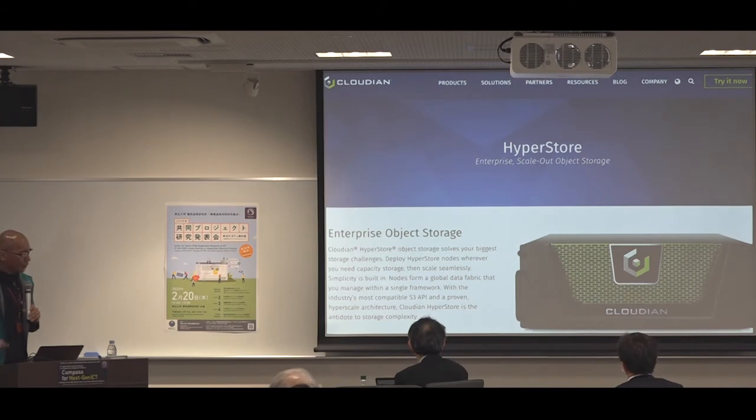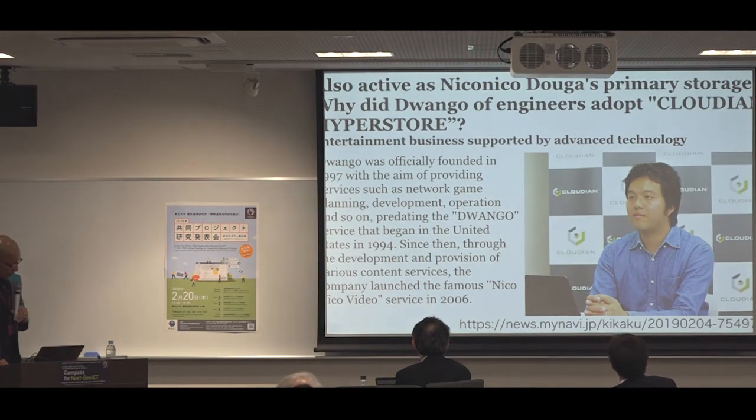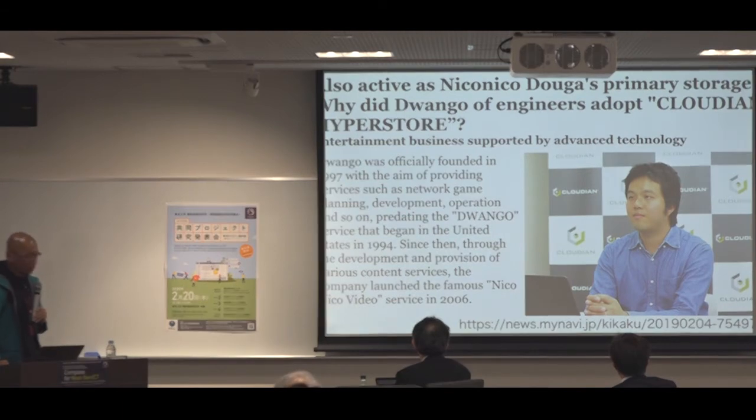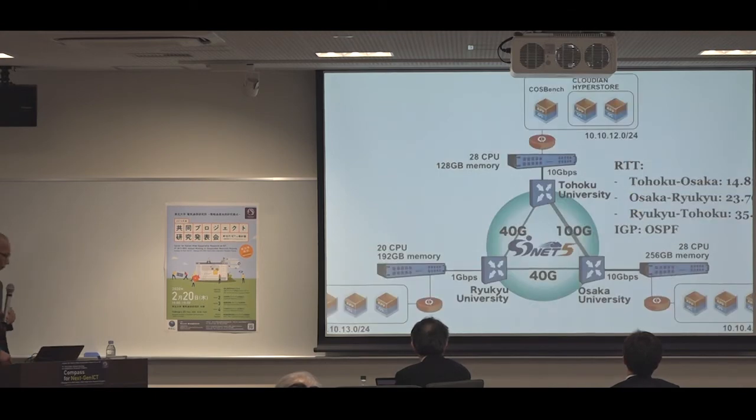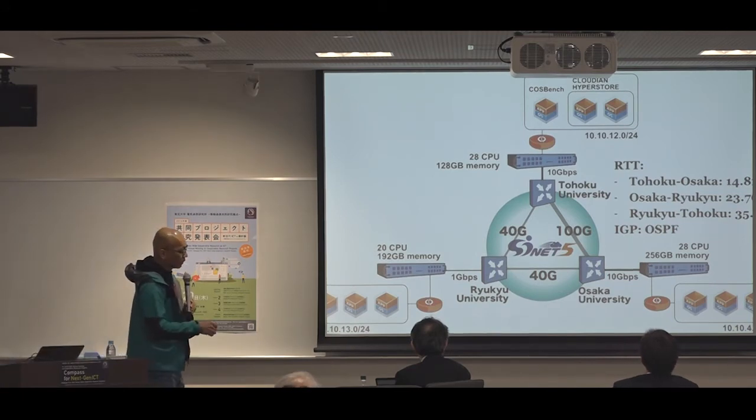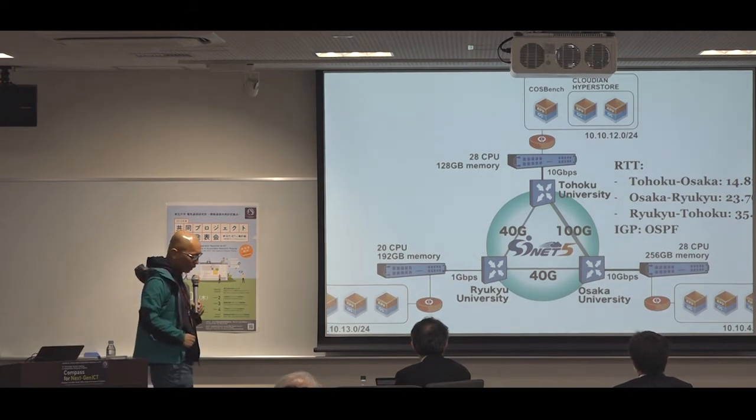We evaluate the resilience of distributed applications, such as distributed storage, which is very familiar to network services. Cloudian HyperStore is one of the object storage implementations developed by the Japanese company Cloudian. Cloudian HyperStore is used in Niconico Douga in Japan, a very famous movie distribution service. And we deployed the Cloudian HyperStore object storage in three research institutes, including Tohoku University RIEC, Osaka University and Ryukyu University. The construction of the deployment and implementation of the Cloudian HyperStore is like that.